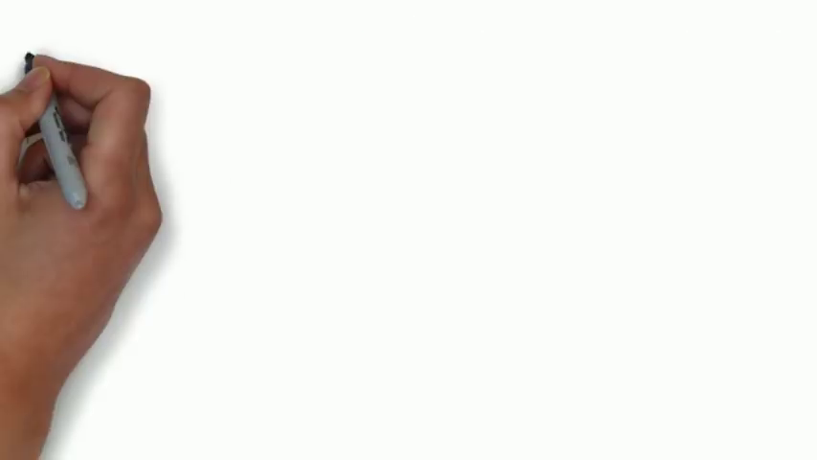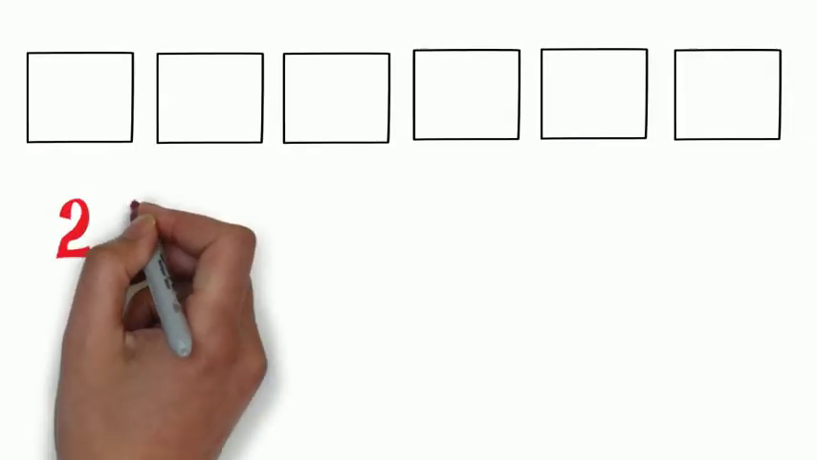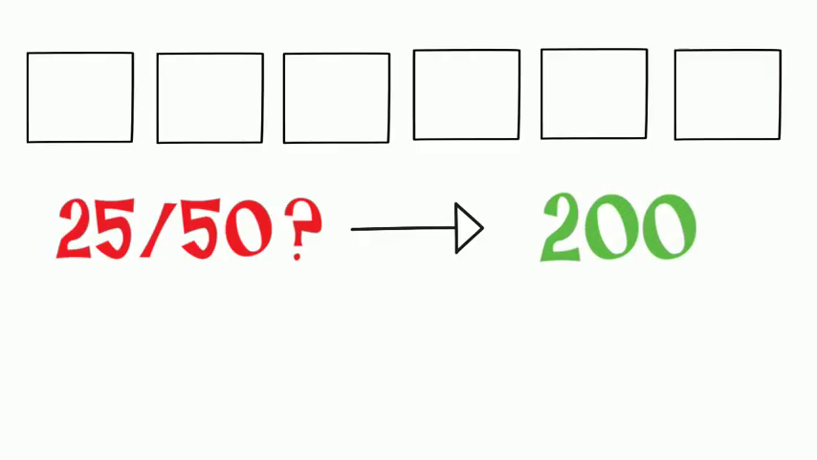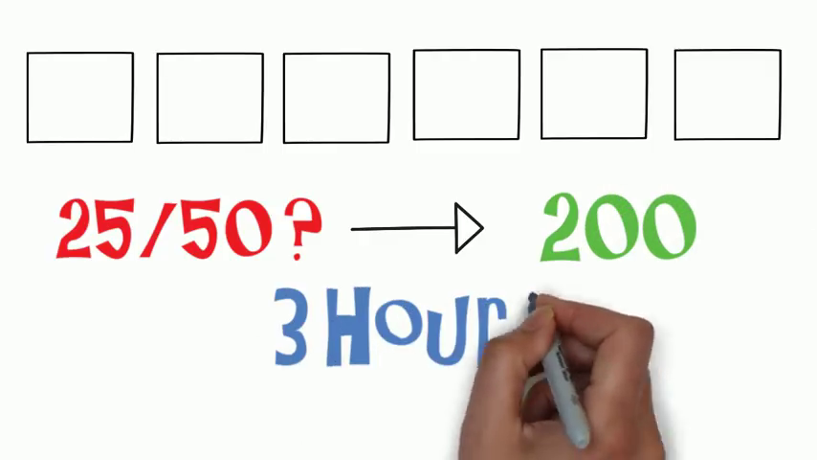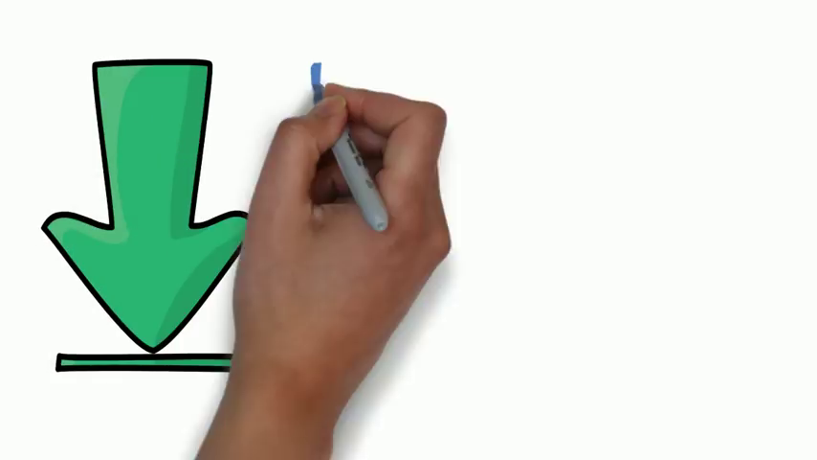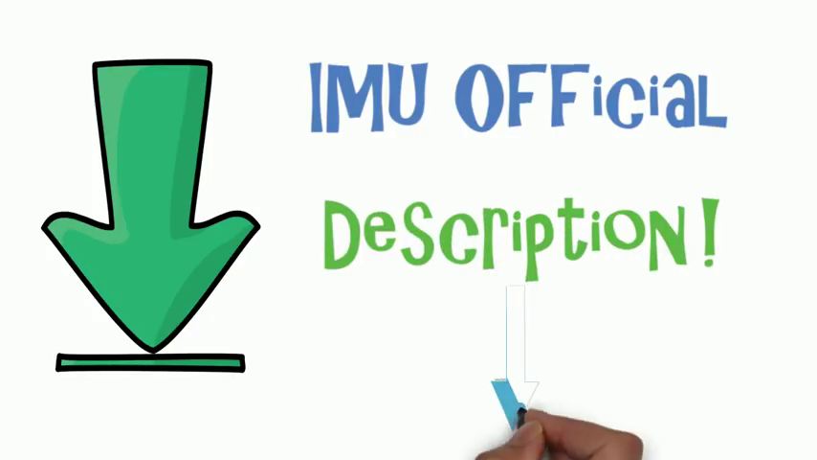Let's have a look at the exam pattern. The exam consists of 6 sections with either 25 or 50 questions in each section, such that there is a total of 200 questions, and you have 3 hours to finish this. You can download the sample test papers from the IMU's official website. For your convenience, I'll put a link to sample papers in the description of this video.